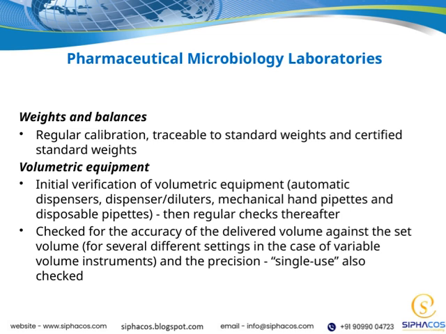When it comes to volumetric equipment, initial verification is crucial. This applies to automatic dispensers, dispenser and diluter systems, mechanical hand pipettes, and disposable pipettes. After the initial check, regular assessments are necessary to ensure ongoing precision. We verify the accuracy of the volume delivered by these instruments by comparing it against the set volume, especially important for instruments that offer multiple volume settings. We also check their precision, including single-use pipettes, to guarantee consistent performance.